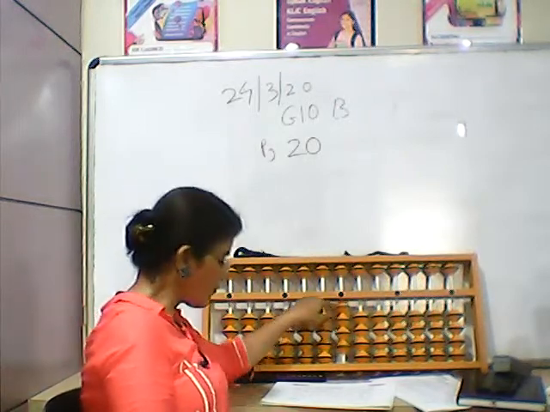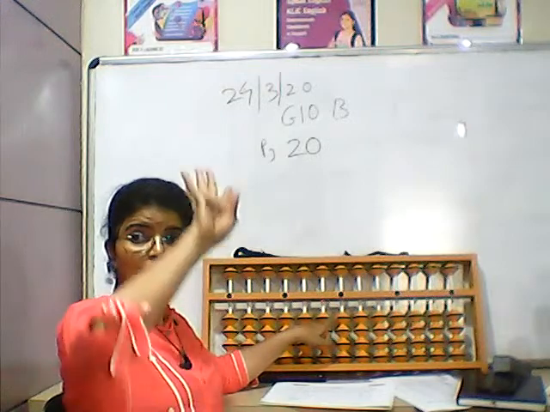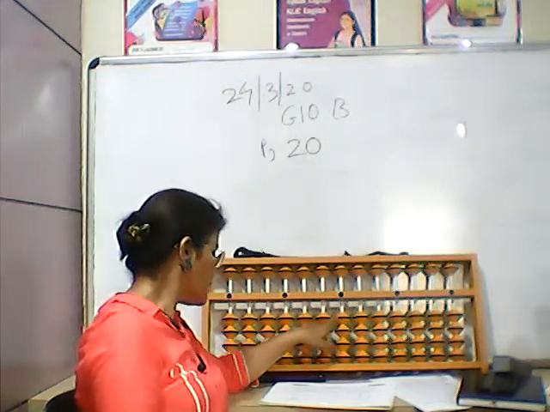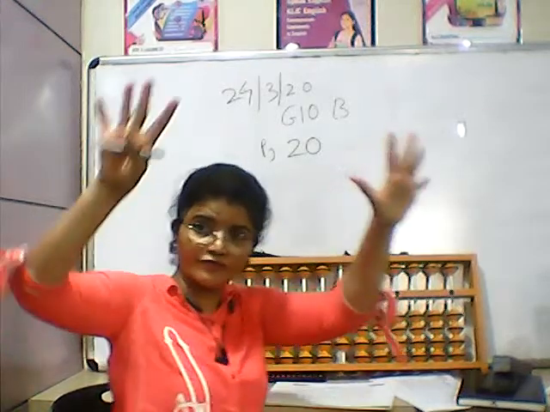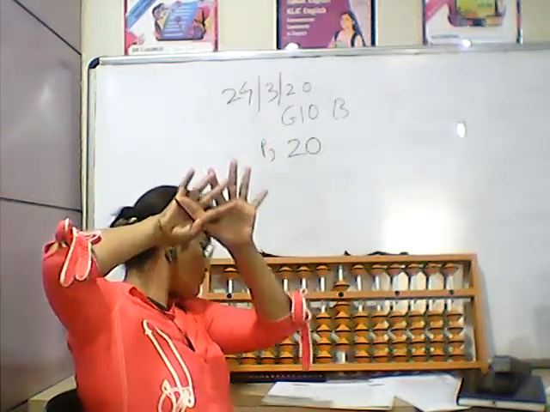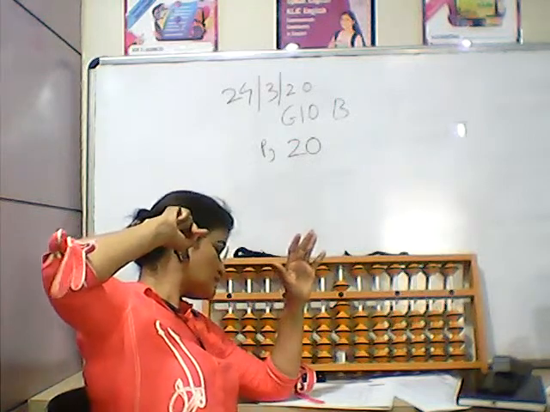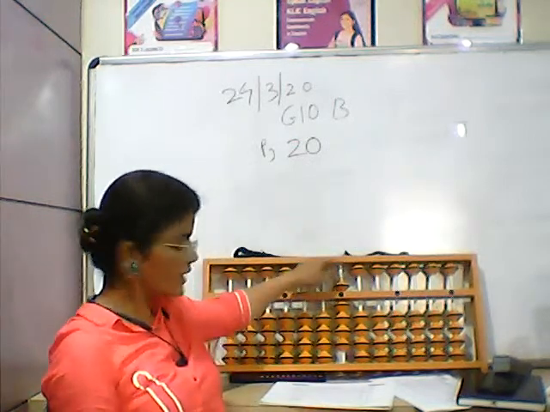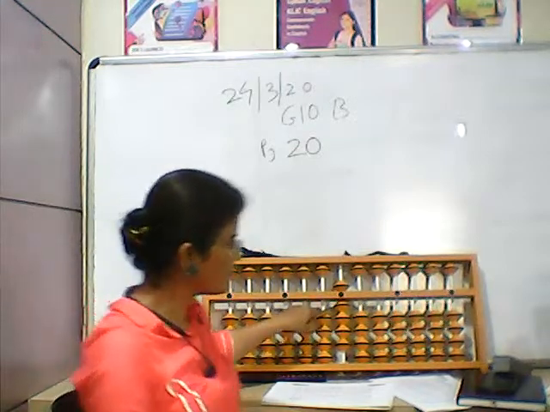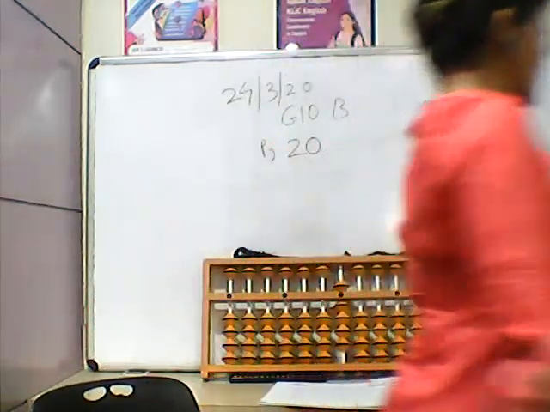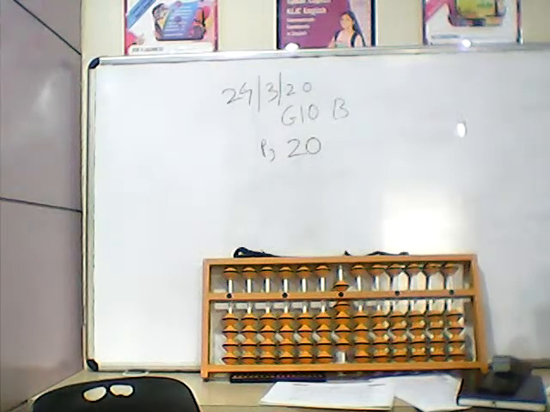Sum number 4. 9, 5 and 4. Close action. 5. Can you plus 5? No. Can you take the help of 10? No.